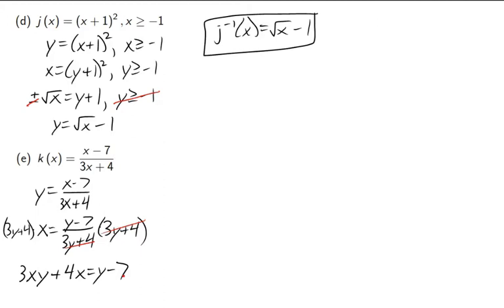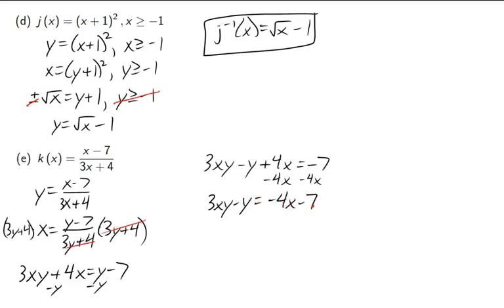And so what I'm going to do is I'm going to subtract y from both sides, which doesn't combine with anything. And I get 3xy minus y plus 4x equals negative 7. Subtract 4x from both sides. And in doing so, I get y's on one side and terms that don't have y's on the other side. So here's the magic. If I factor out the y, I can get it by itself.